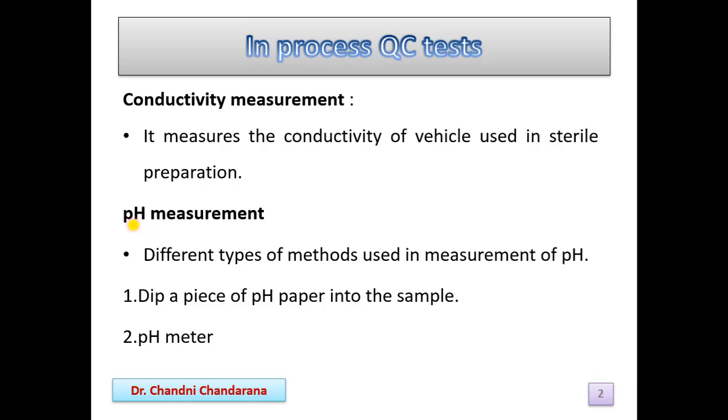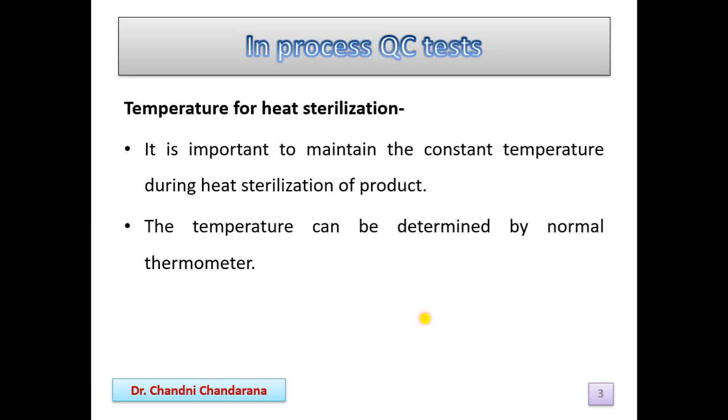Now the next is pH measurement. Different types of methods are used in measurement of pH, like we can use a pH meter, a digital pH meter, or we can dip a piece of pH paper into the sample.